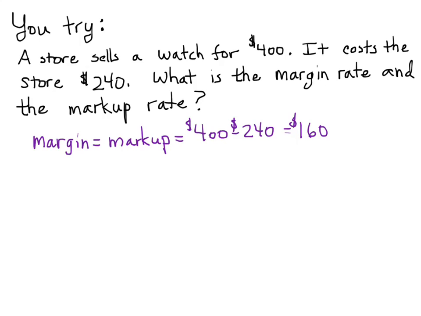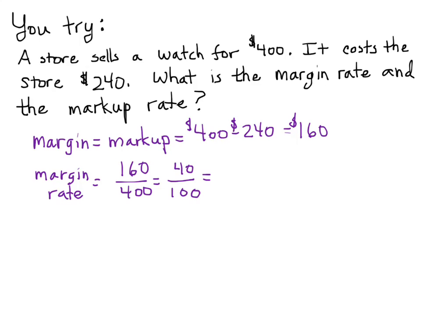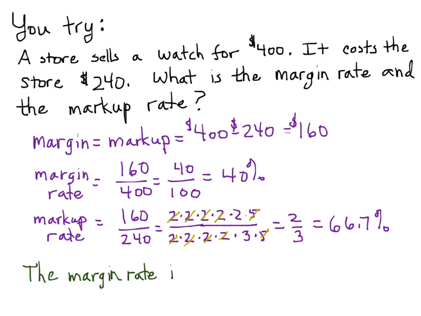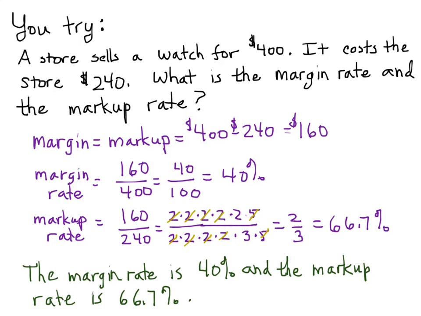So the margin and markup are the same, $160, and the margin rate is 160 divided by 400, which is 40%. And then the markup rate is 160 over 240. And so if I factor that out, and then do all my canceling, I get 2/3, which is 66.7%. 67% is good. Okay, the margin rate is 40%, and the markup rate is 66.7%. All right? Everybody there?